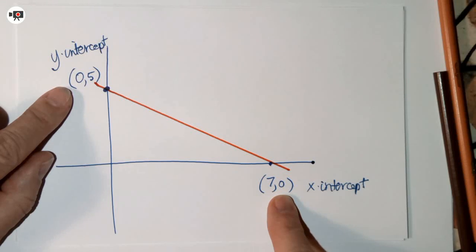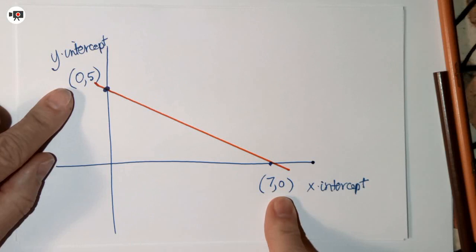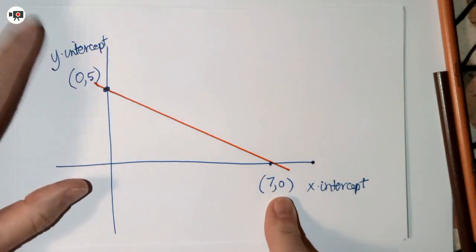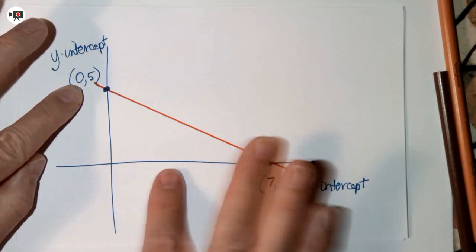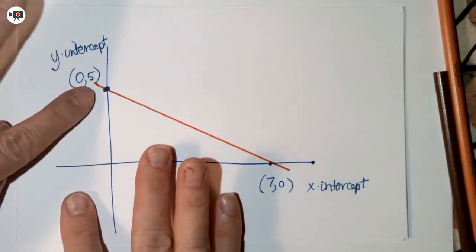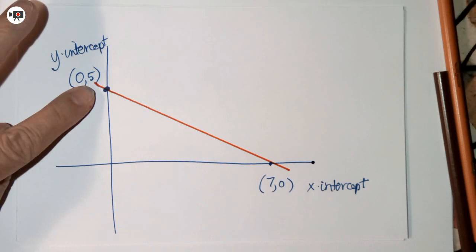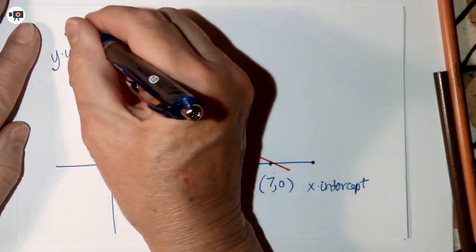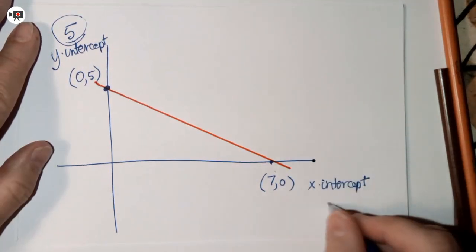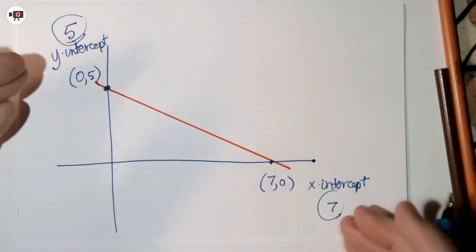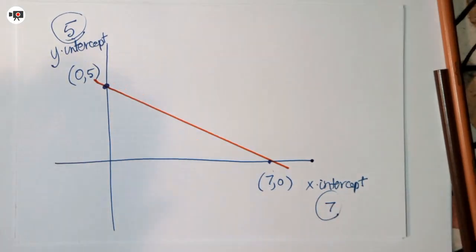The 0 in it means it hasn't moved up and down if it's the x-intercept, and it hasn't moved left to right if it's the y. So if x is 0, hasn't moved left or right, the intercept is 5. If y is 0, it hasn't moved up and down, and the intercept is 7. Both of these have an intercept, and both of them have a 0.